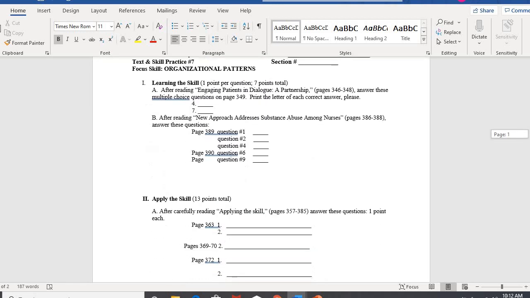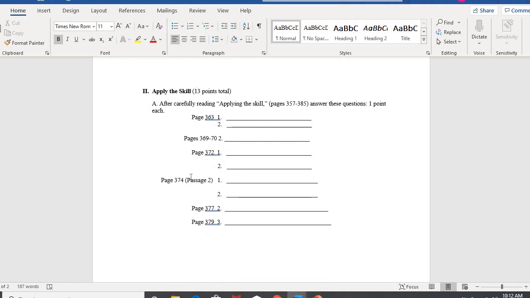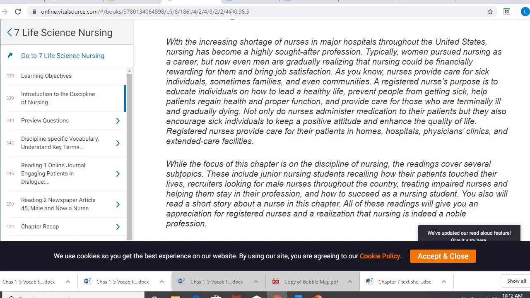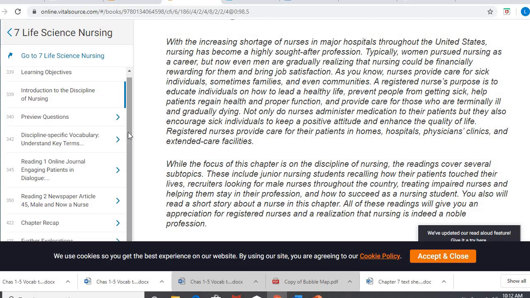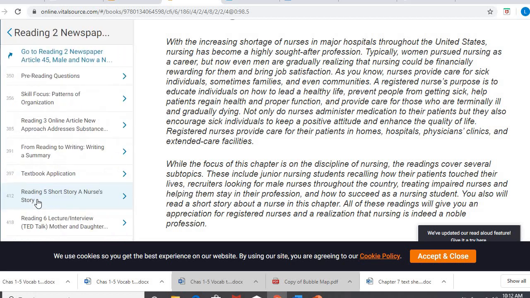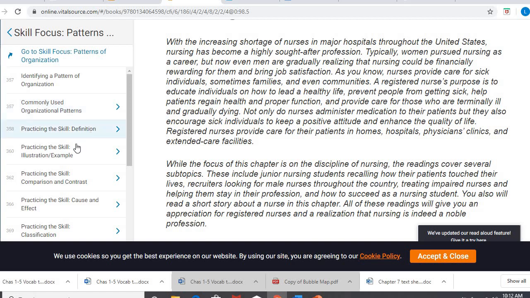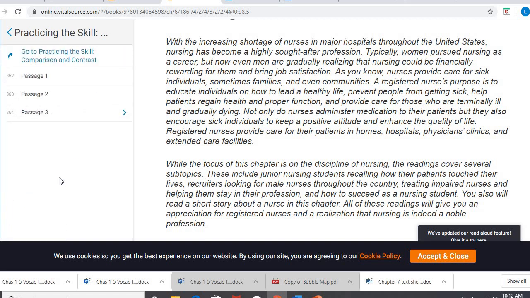So we are going to focus on part 2 of our text sheet. If you're looking at your text sheet, scrolling down, we're going to practice together some of these concepts that deal with the structures that we just learned about, just a few, because in future videos we'll do a little more practice as well. To get there, it's on page 363 if you want to type it in. If you're using your table of contents, I'm going to go to reading 2 first, then to skill focus, and then to practicing the skill compare and contrast.